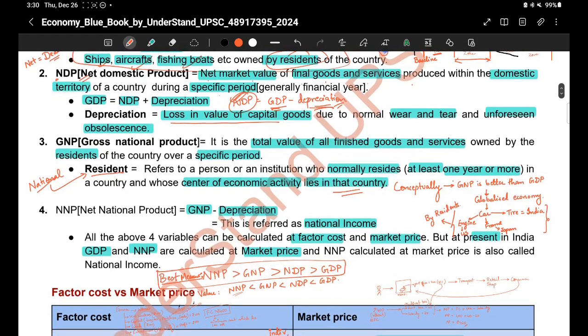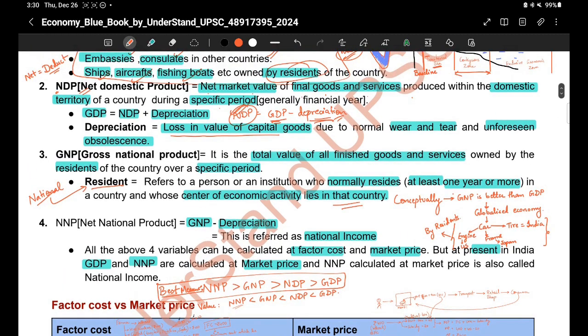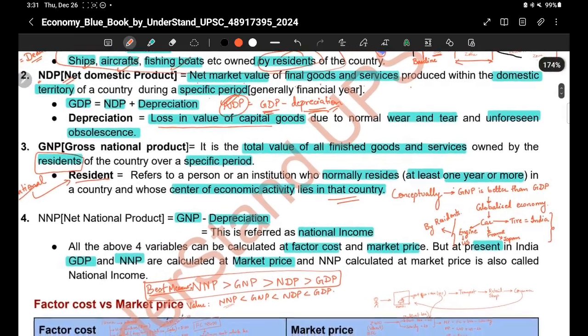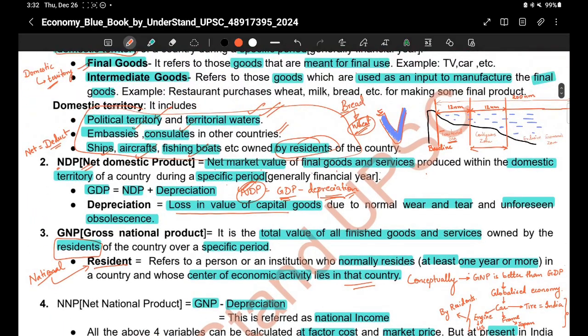Next is GNP. GNP is gross national product. It is the total value of all finished goods and services owned by residents. Here the emphasis is on residents of the country over a specific period. What do you mean by residents? It refers to a person or an institution who normally resides at least 1 year or more in a country and whose center of economic activity lies in that country. Okay. This GNP is conceptually better than GDP, better than NDP also.